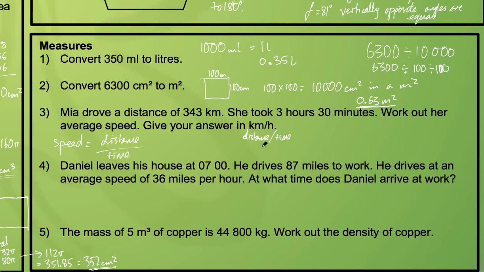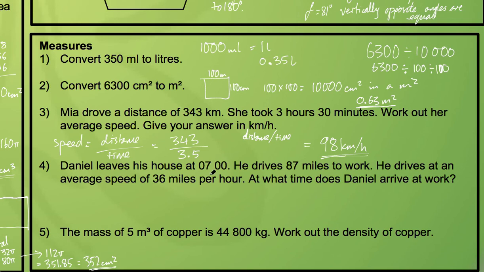So her speed equals 343 kilometers distance over the time, but the time we've got to be careful about. We do want kilometers per hour, so we want to keep the units as hours. However, 30 minutes is not 0.3, it's 0.5 of an hour. So we want to take that 343 and divide it by 3.5 hours. That gives us 98 kilometers per hour. So always watch out for time with that.